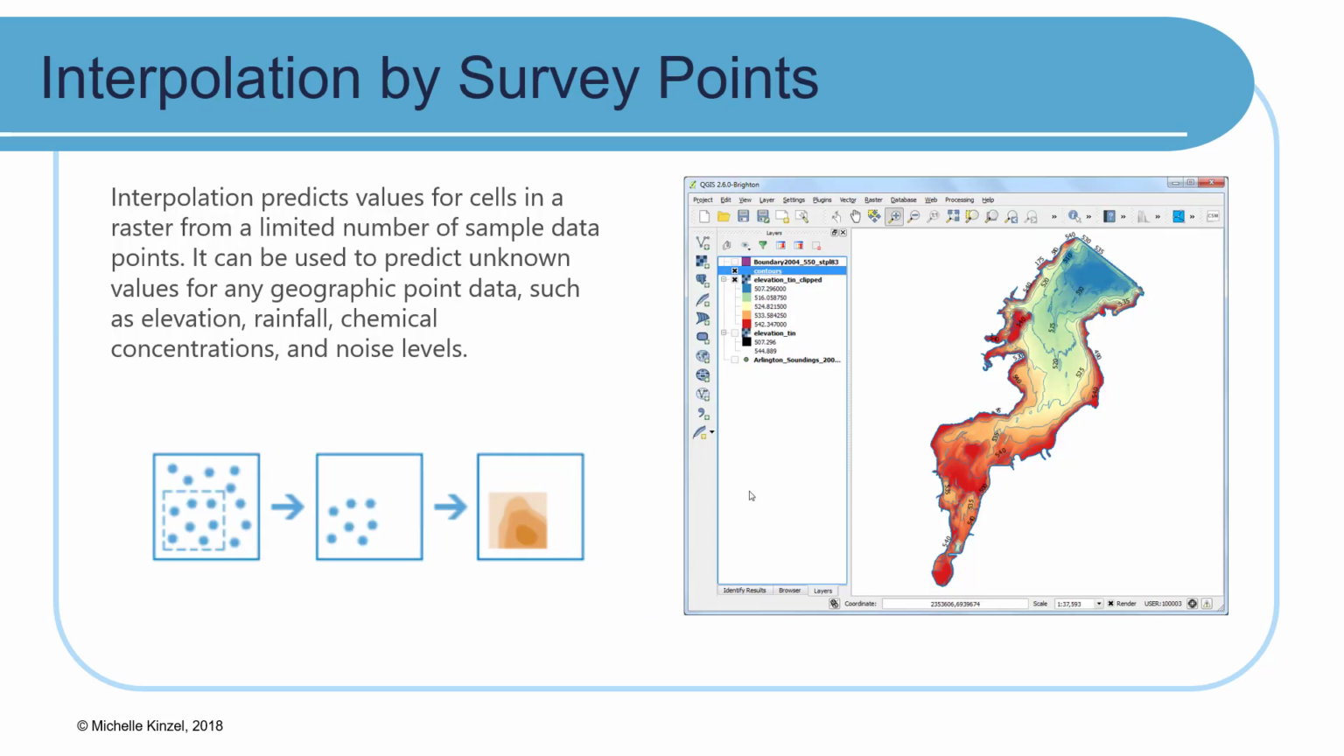So interpolation by survey points is collecting values at known data locations, and then from those samples you can predict unknown values for your whole study area. And this is useful for data such as elevation, rainfall, chemical concentrations, and noise level. So you can see here in the squares, it's showing representative data that would be collected at each of those blue points. And then from that data, the values are interpolated by a GIS system, and you can see the resultant surface in shades of brown. And then on the right is an example from open source GIS, which is QGIS, and it's showing elevation.